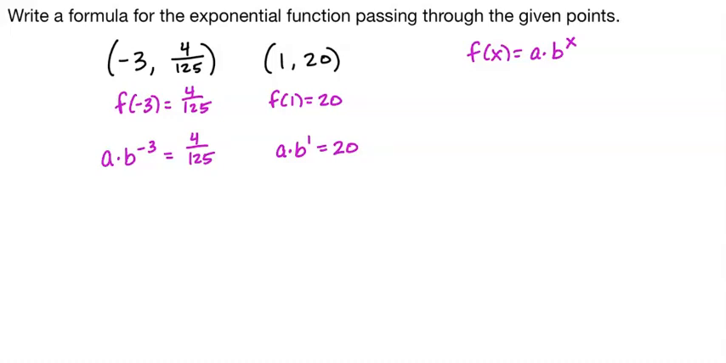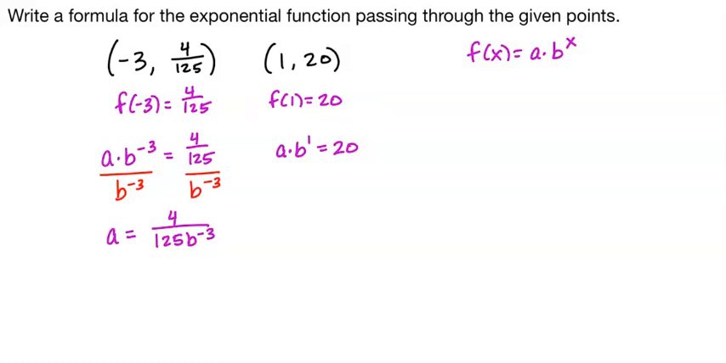So what I can do is solve one of my equations for a and make a substitution into my second equation. I'm going to go ahead and take my first equation here and solve for a. So I'm going to divide both sides of my equation by b to the -3rd. This gets my a alone on one side. Dividing by b to the -3rd, it's like 1 over b to the -3rd. So we could write this as 4/125 over b to the -3rd.